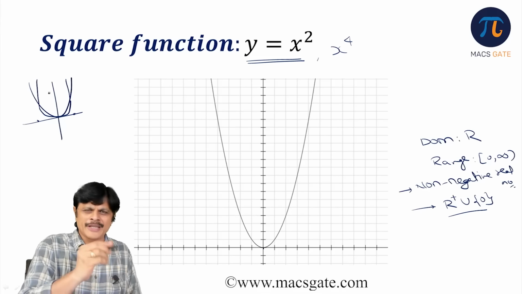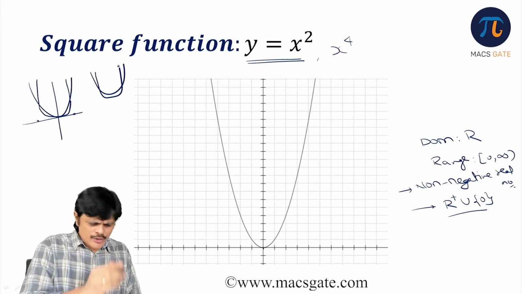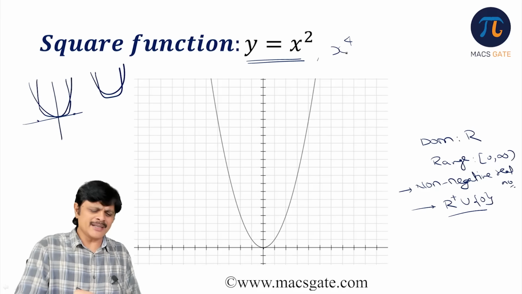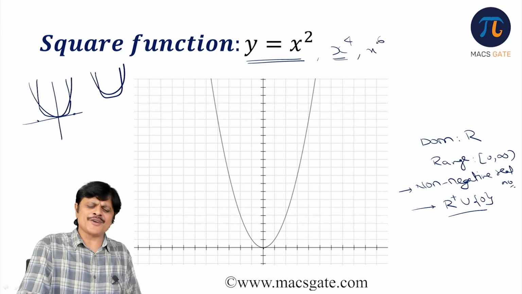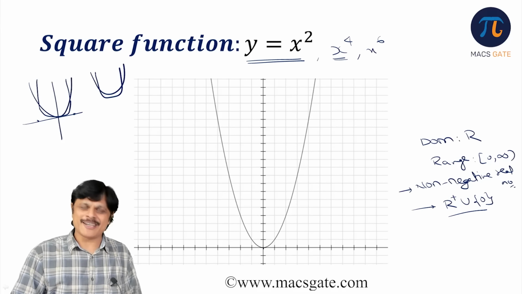Okay, don't go with exact scale, sir. Something like this. If it is like this, then that would be something like this. Am I clear? So the shape would be almost similar to that of a parabola. Am I clear? So x power 4, x power 6, all these fellows have a similar graph. Okay, that is about the square function.